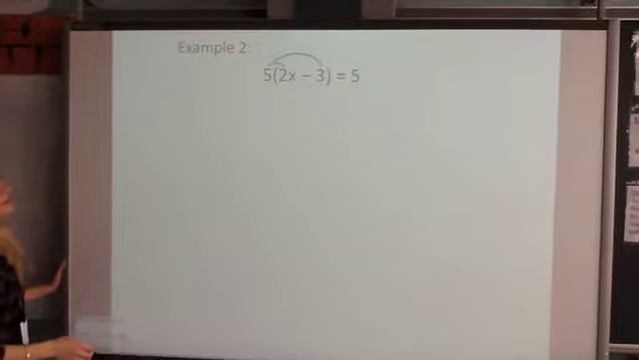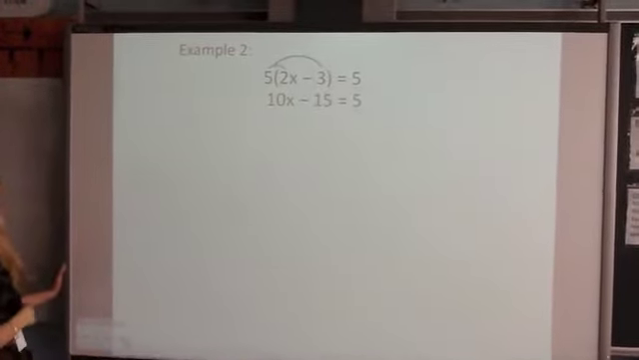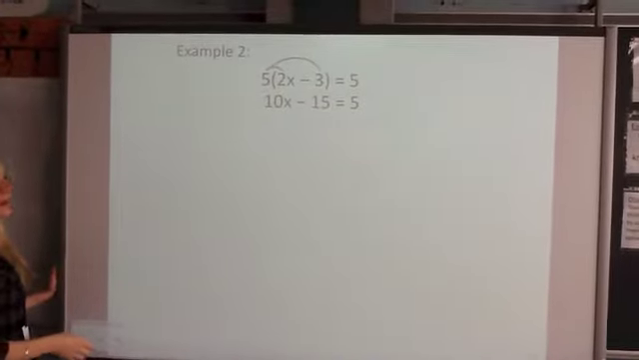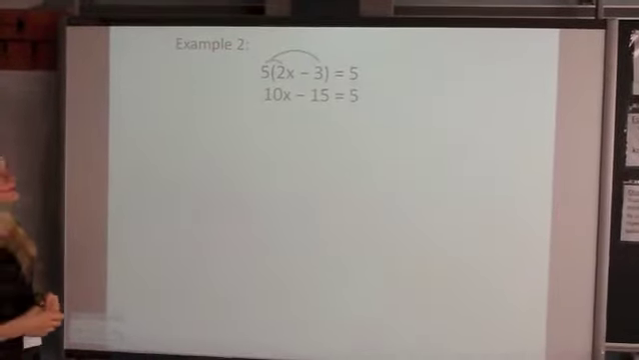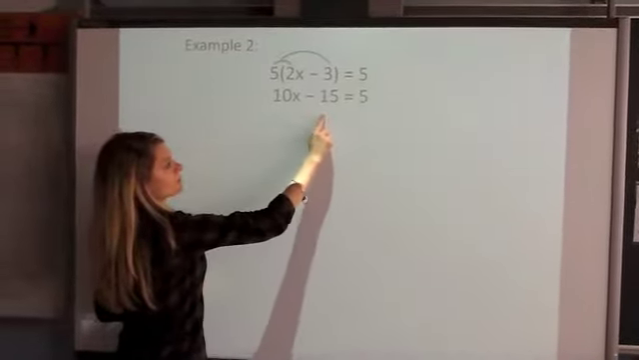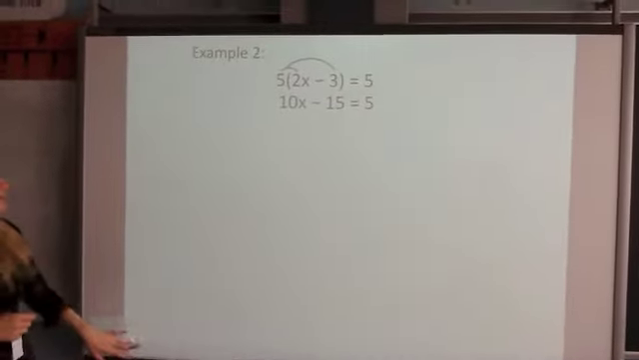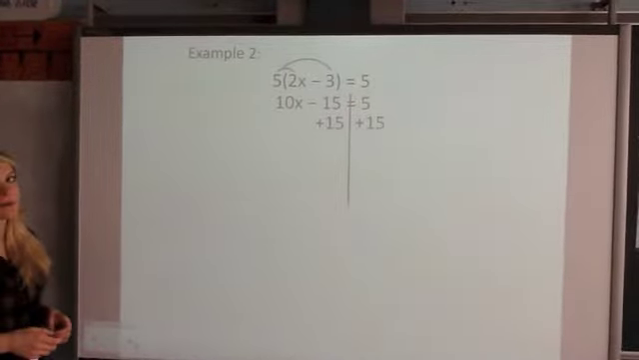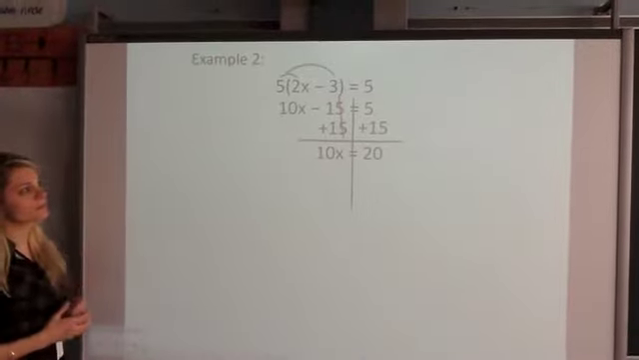So 5 times 2x is going to give me 10x, and then 5 times negative 3 is going to give me negative 15. Now I want to get the variable on one side of the equal sign and the numbers on the other. So to do that, I can ask myself, how can I move this negative 15 onto the other side? Well, the opposite of negative 15 is positive 15, so I can add 15 to both sides because that will cancel out. So then I'll have 10x is equal to 20.